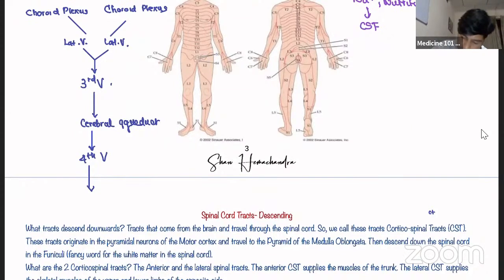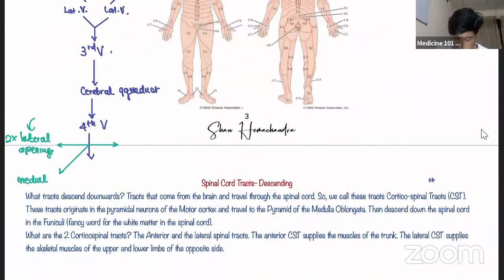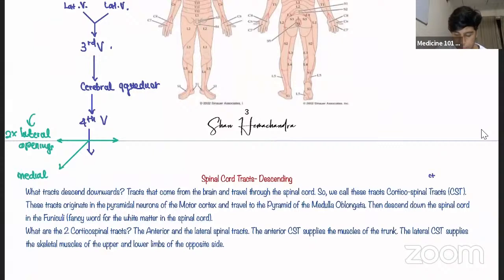And that has actually several openings. Just write this down. I will explain all of this. There's two lateral openings and one medial opening. The lateral openings are called the foramen of Luschka, and the medial opening is called Magendie's foramen. They won't ask you those names. You need to remember these names.